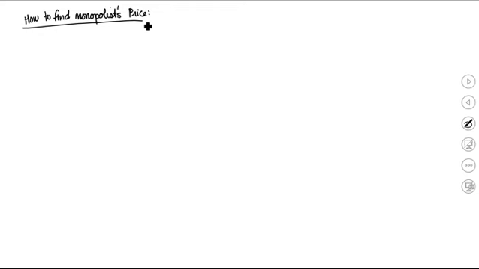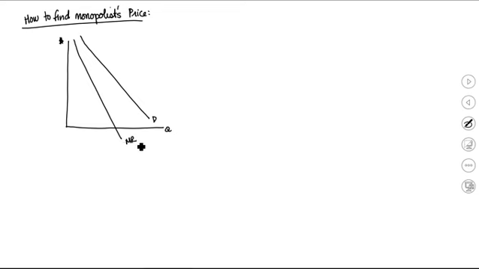How to find the monopolist's price. So again, we're going to draw our monopoly graph with our downward sloping demand curve and our marginal revenue curve. Oops, that's a pretty ugly marginal cost curve. I'm going to clean that up. Let's put in a marginal cost curve. All right.